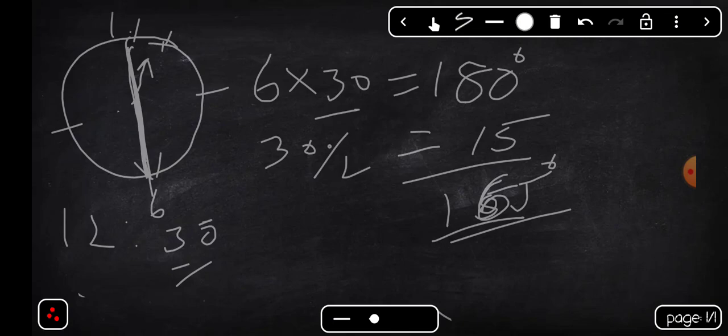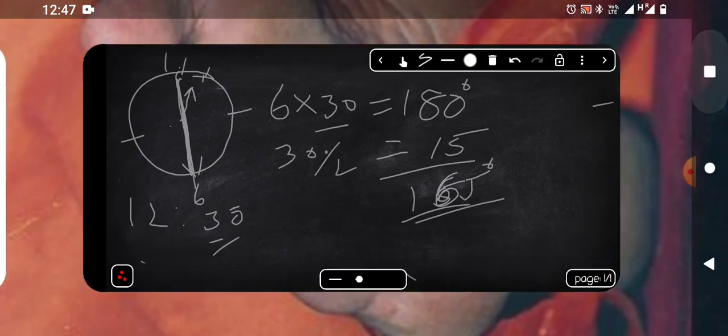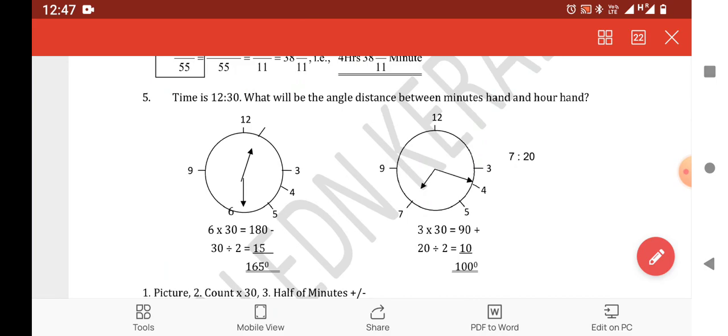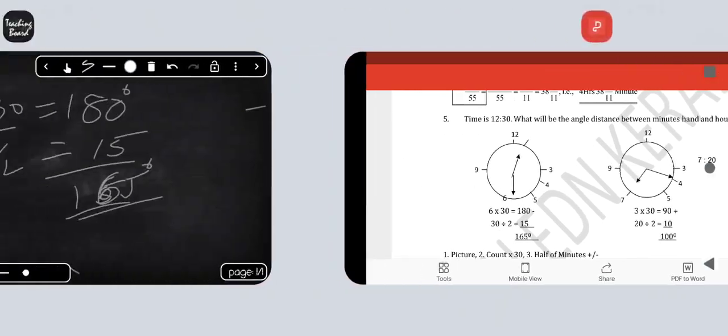One more question. It has already given this topic. See the second question. At 7:20, what will be the angle between the hour hand and minute hand at 7:20? Let us see.